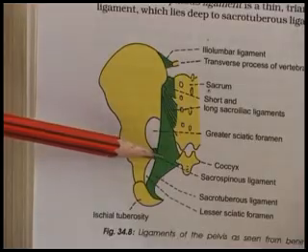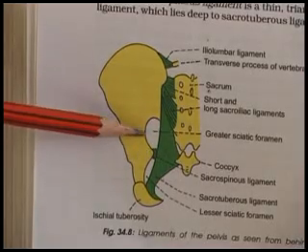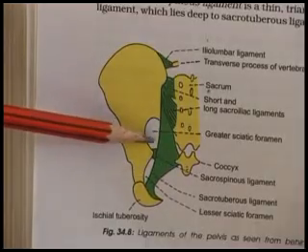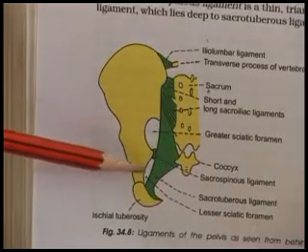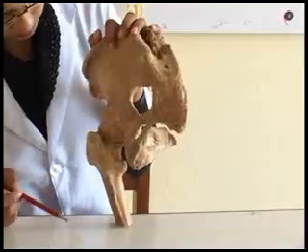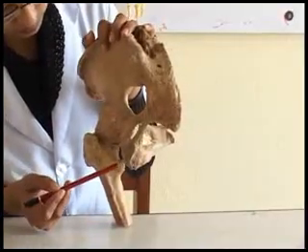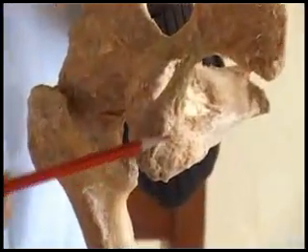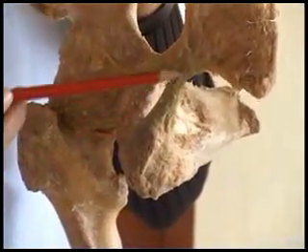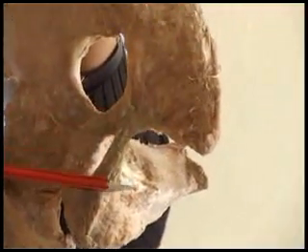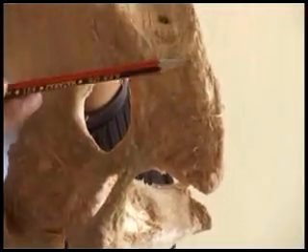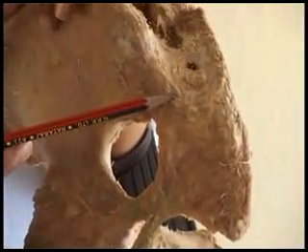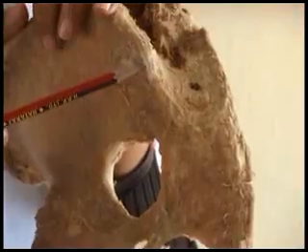These two ligaments convert the greater sciatic notch and the lesser sciatic notch into the greater sciatic foramen and the lesser sciatic foramen. This specimen shows the ischial tuberosity, and arising from the ischial tuberosity is a strong sacrotuberous ligament going up to the sacrum, the posterior inferior iliac spine and the posterior superior iliac spine.